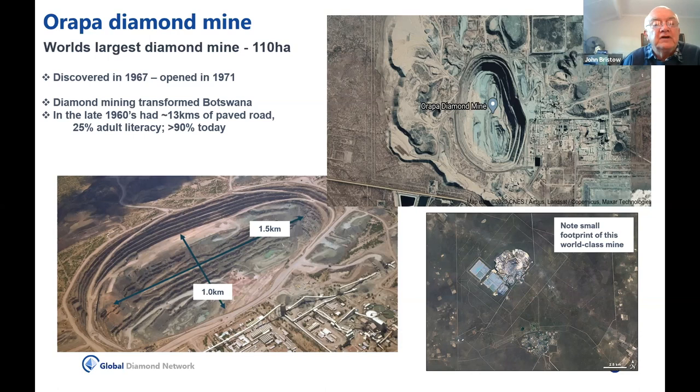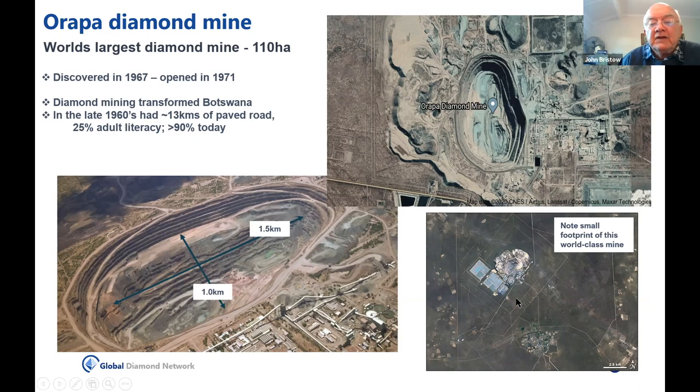The kimberlite itself was about 1 kilometer by 1.5, and has had a big crater full of fascinating fossils, plants, and fish, and so on, going back to about 80 million years. So it was a great treasure trove, not only from a diamond point of view, but also from a paleontological point of view. And you can see there on the right top side is the satellite picture of the Arapa mine. The other good thing about diamond mines is that they don't have a particularly big footprint.